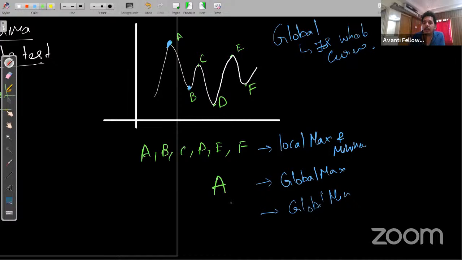Yeah, tell me. So what is the global minima? Obviously, the least point is point E. So this is how the topic is, this is the background of the topic. You understood or not?